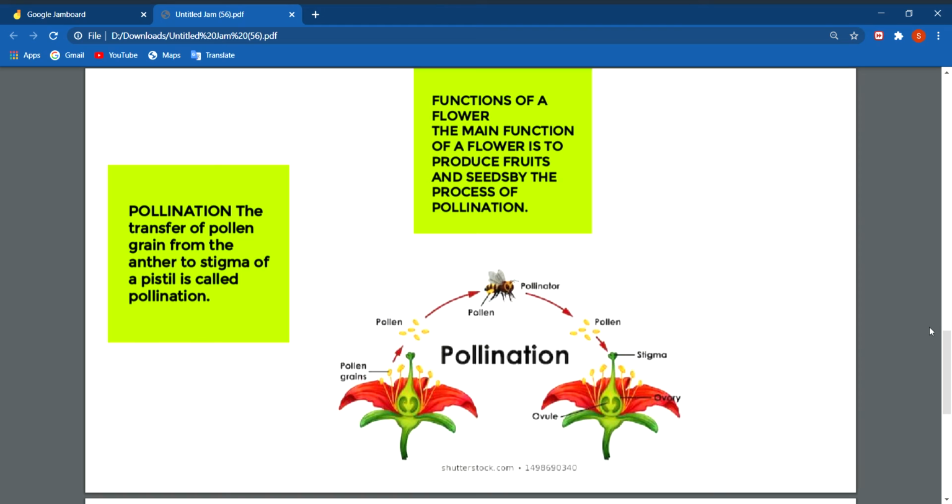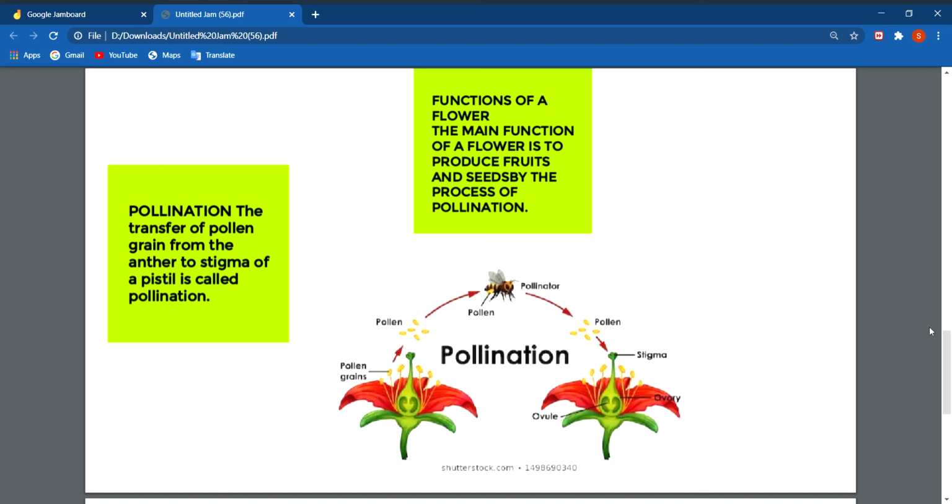When pollen grain falls on the stigma, it moves down through the tube called the style and reaches the ovary. Inside the ovary, the male sex cell present in the pollen grain fuses with the female sex cell present in the ovule. The fusion of male and female sex cells is called fertilization. After fertilization, the ovule grows and becomes the seed. The ovary of the flower grows and becomes the fruit. Fruits have seeds inside them, right? So the fruit protects the seeds.